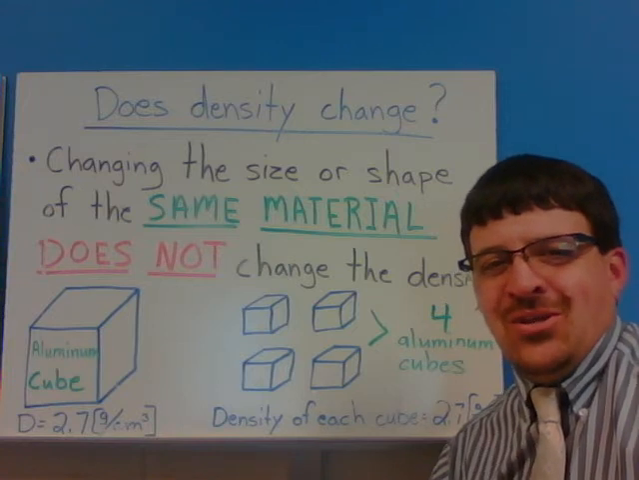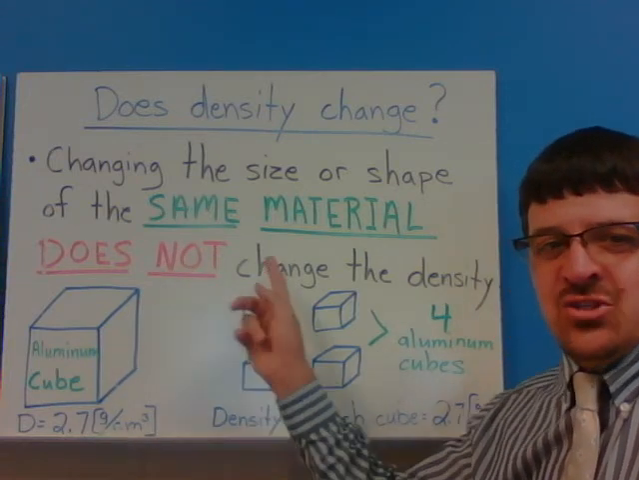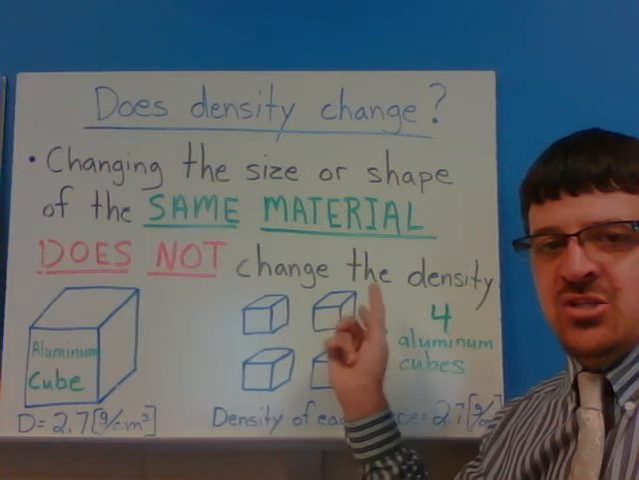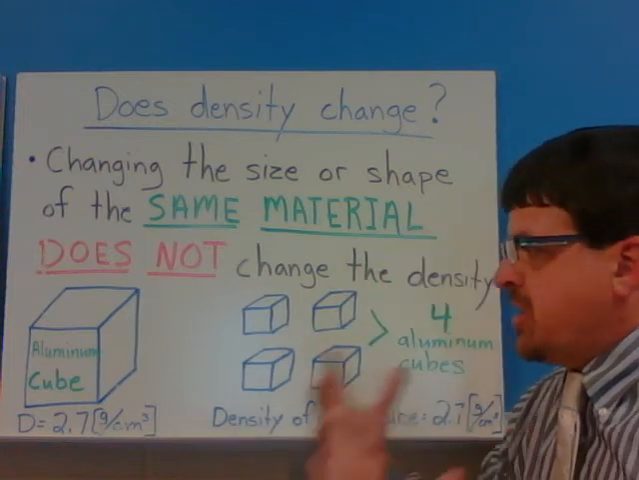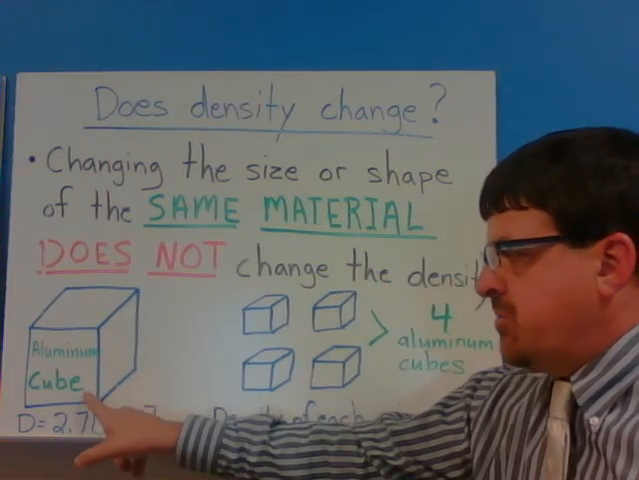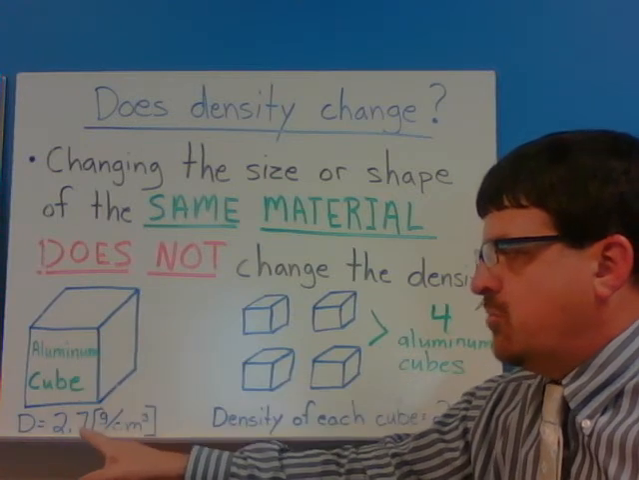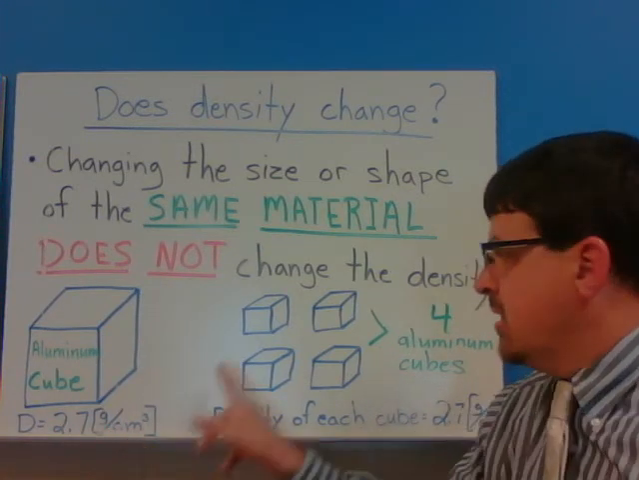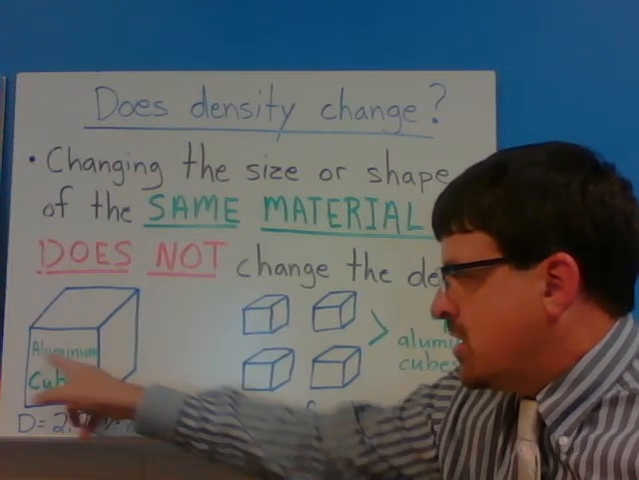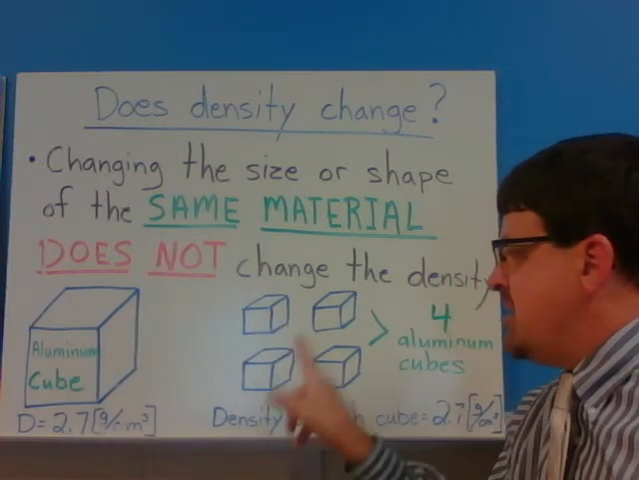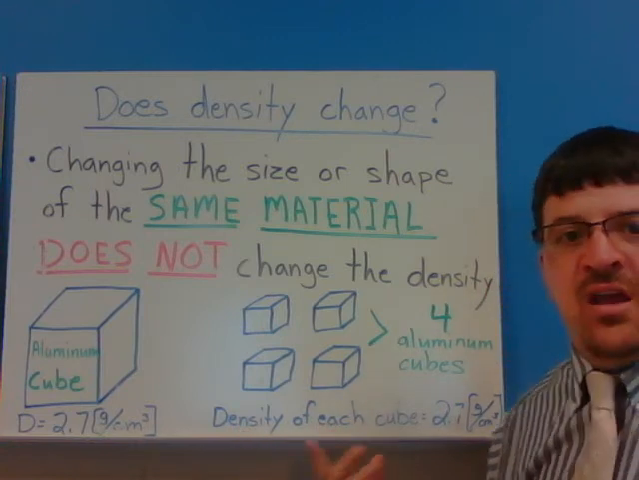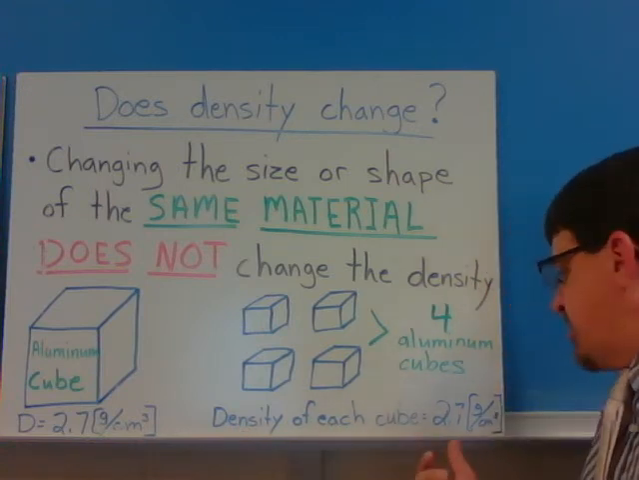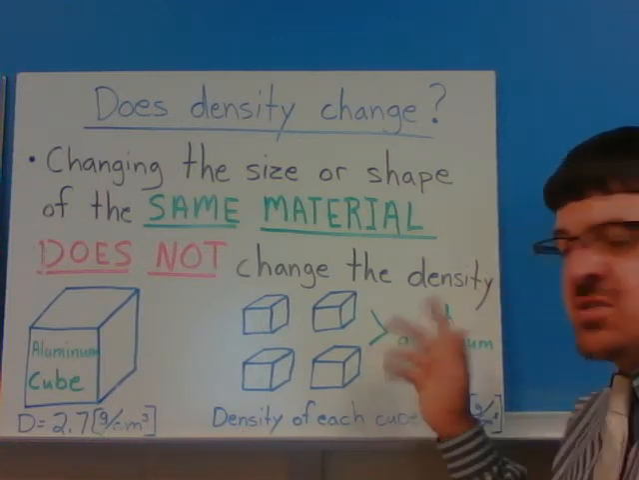Anyways, changing the size or the shape of the material does not change the density of that particular material. For example, the aluminum cube. If I took this particular aluminum cube, which has a density of 2.7 grams per cubic centimeter, and cut that into 4 different pieces, each piece of the aluminum cube is still going to have a density of 2.7 grams per cubic centimeter, even though it's in 4 different pieces.